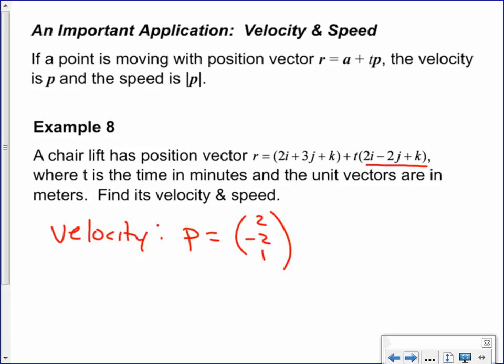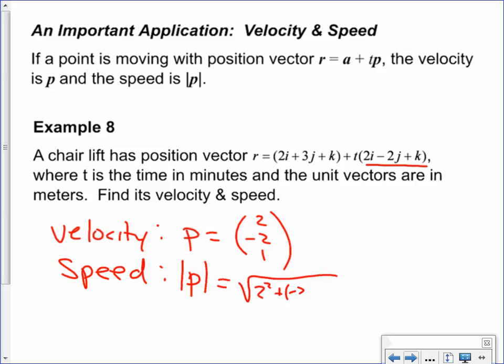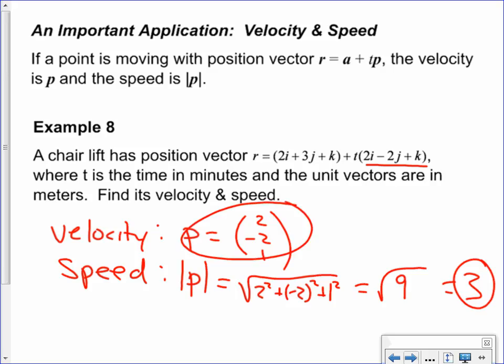Okay? And I just try to save room by not writing i, j, k. And then last but not least, the speed would just be the magnitude of the direction vector, square root of 2 squared plus -2 squared plus 1 squared, which is square root of 9, which is 3. 4 plus 4 plus 1 is 9, so the square root is just 3. That's it. You can take a look at how they derived it. It's not that big of a deal.